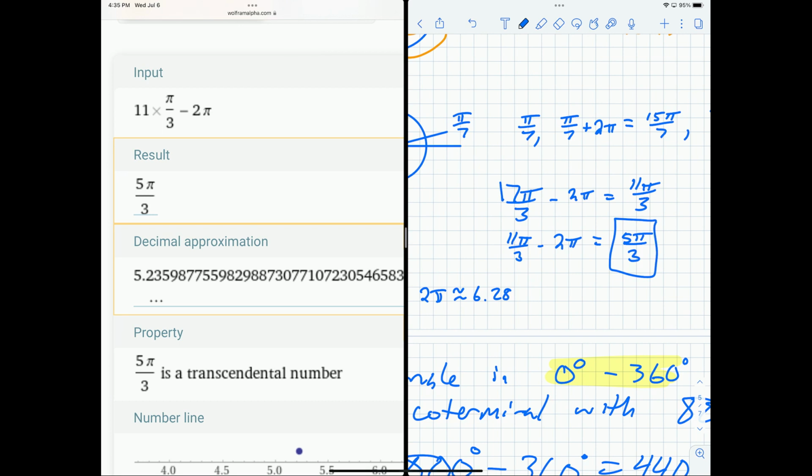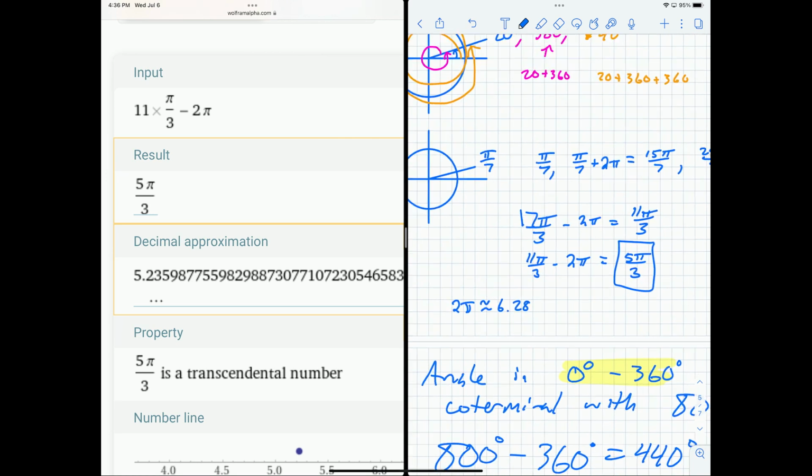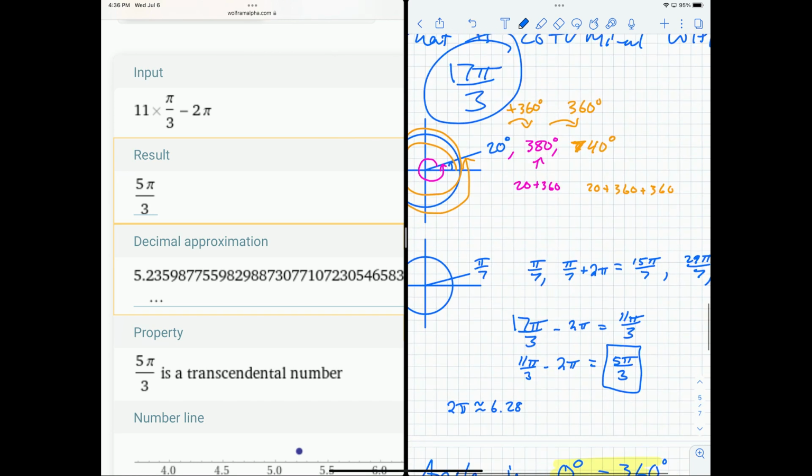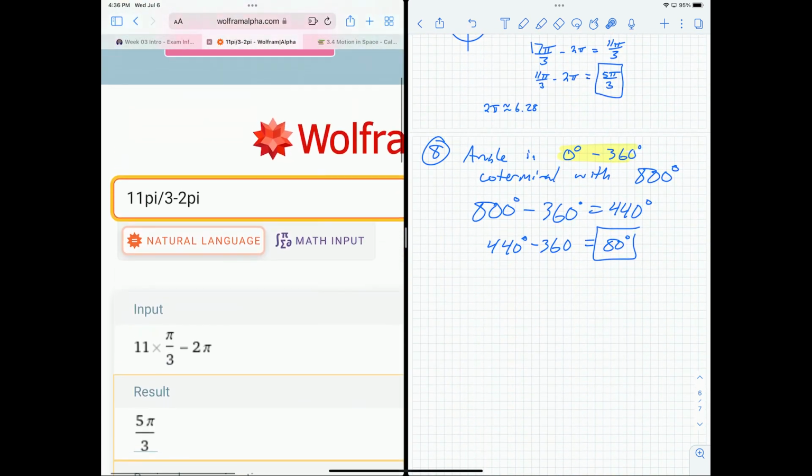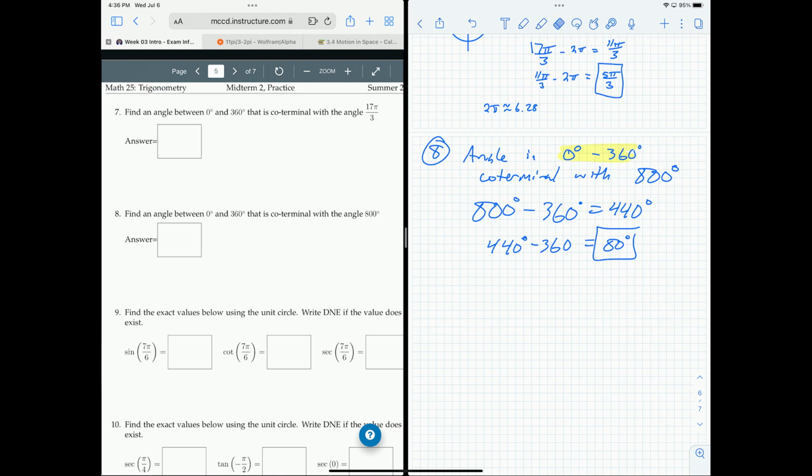So one full revolution is 360 degrees or 2 pi. And when you get a number that's too big or too small, you just add or subtract 2 pi or 360 repeatedly until you get a number in the range you want. So we want between 0 and 2 pi, or 0 and 360. Obviously it's easier to do in degrees, but same idea. All right, so that was 7 and 8. Now 9.